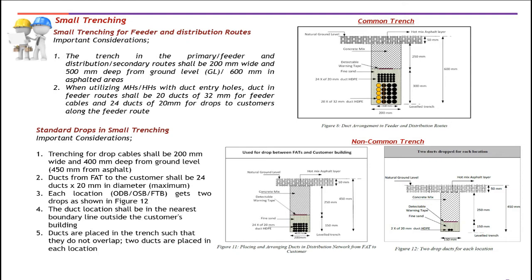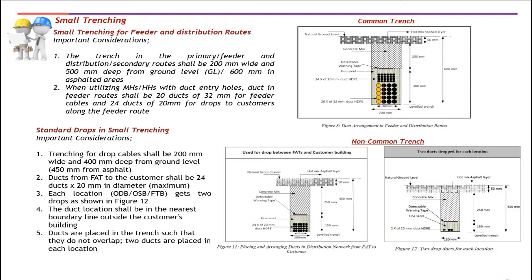drop ducts. For the layers of backfilling materials, the first layer with respect to the trench bed is fine sand of 300 mm with a detectable warning tape on it. Another 250 mm of concrete layer and 50 mm hot mix asphalt layer, as shown on the picture to your upper right. Okay. So standard drops in small trenching.